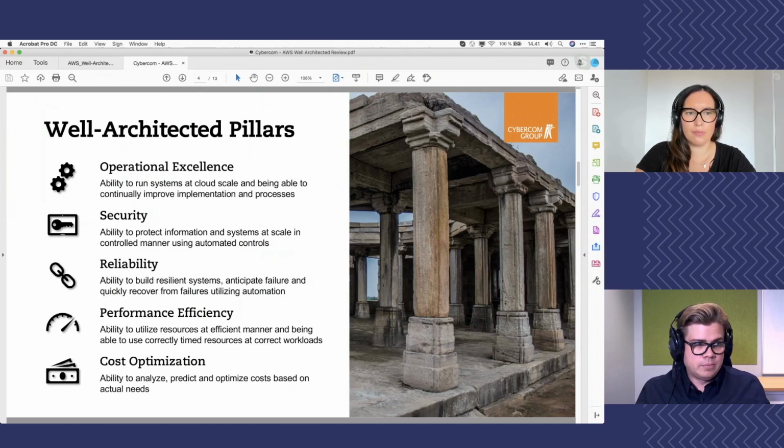Sure. So actually, maybe one step back before diving deeper into the pillars: when the review starts, the first part is always that the customer explains the architecture, not only from a technological perspective, but also from a business perspective: what this workload is, its intended use and users, and the business significance. What will happen if this is down for 1 hour or 12 hours or something like that?